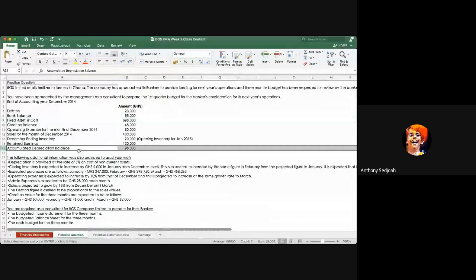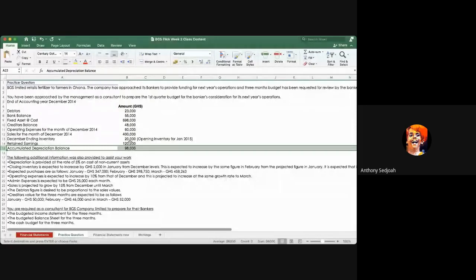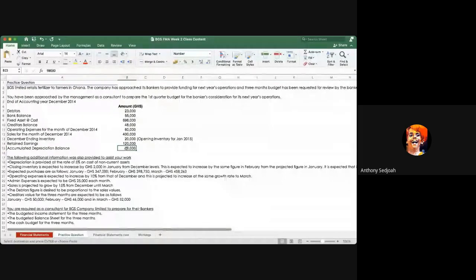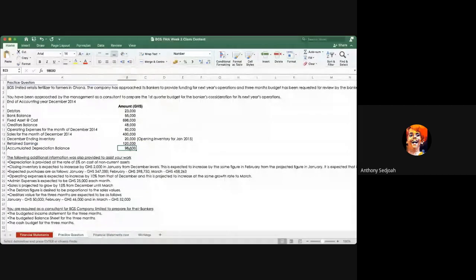So the question gives us the accumulated depreciation balance, and this balance is as at December 2014. The accumulated depreciation, as the name suggests, is accumulated. So something adds up to it each period. As at December 2014, it is 98,000. It has accumulated up to 98,000. So in January, the depreciation that we calculated initially will add up to this 98,000 to get the new accumulated. Okay, so let's do that and see.